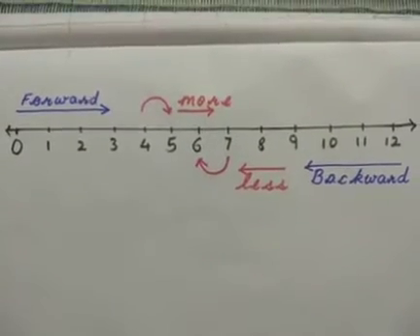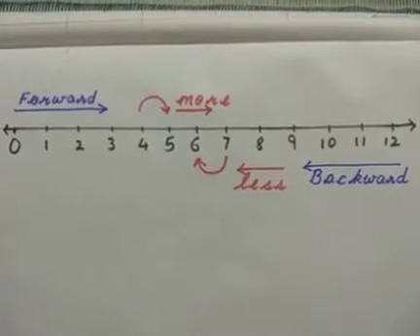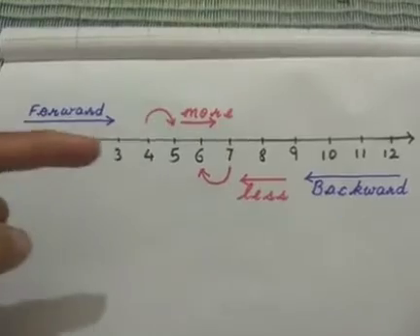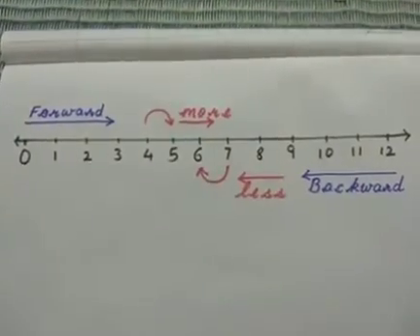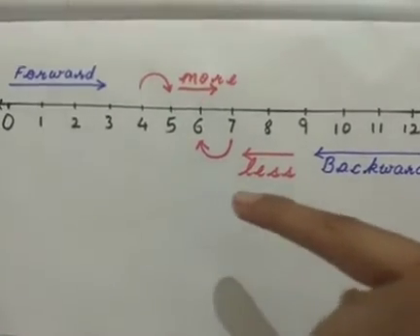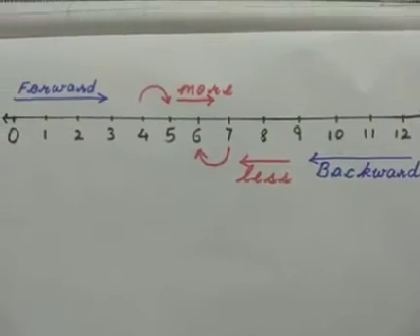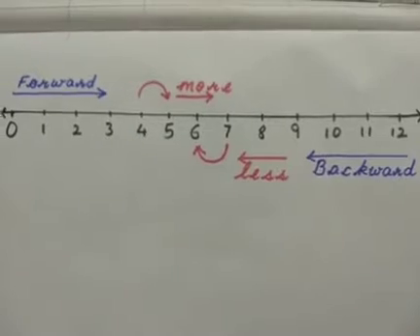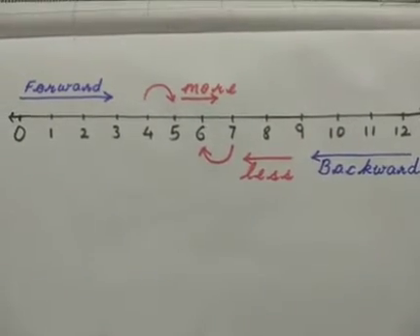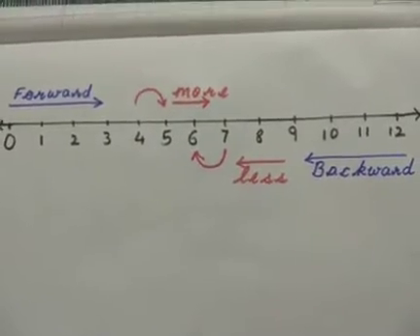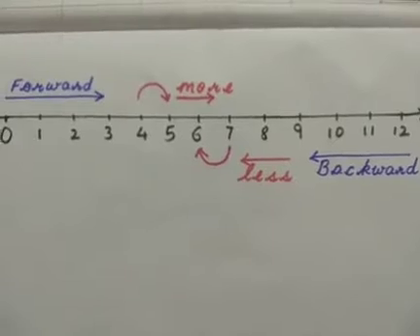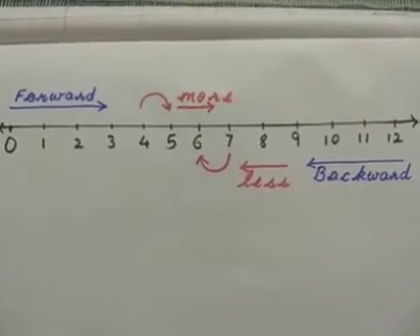Do you know what is this called? This is a number line, yes? So when we go like this, in this direction towards our right side, that's called forward counting. And we go towards our left side, yes, we go back. It is called backward counting. So first let us do forward counting from 0 to 12. Yes, we have learned till 12. So we'll do till 12 today.